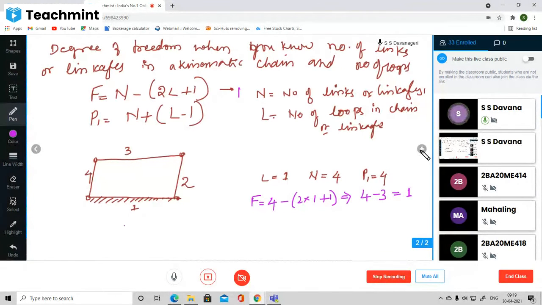Next, let us find out whether you are going to get the number of pairs of 1 degree of freedom as 4 or not. How many links do you have? You have 4 links here, plus L is how much? L is 1, minus 1, so this is equal to 4. You got a 4 here, you got a 4, and degrees of freedom as 1.